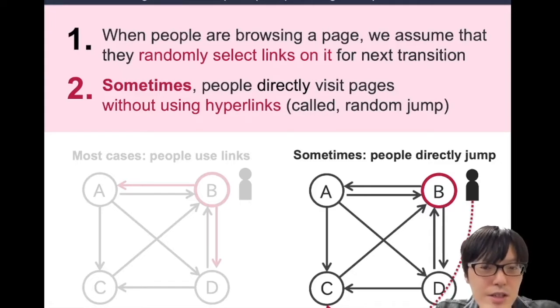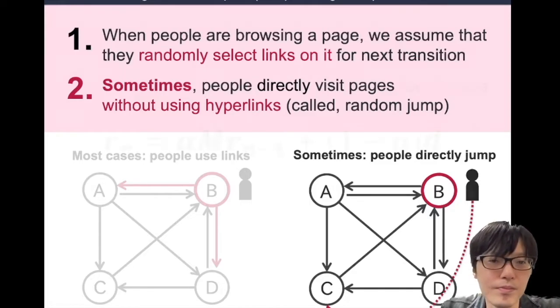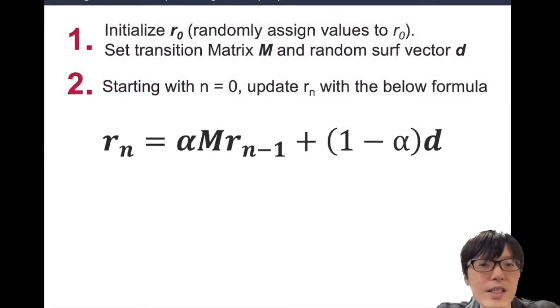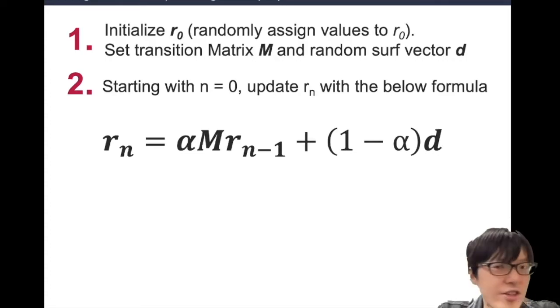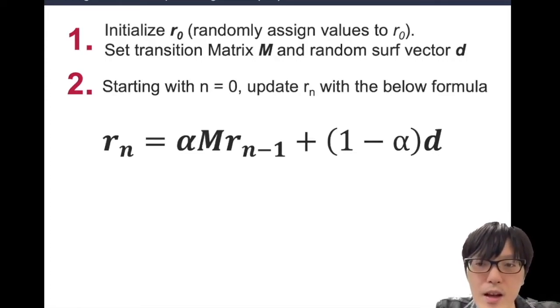Sometimes this user does not use these hyperlinks, and he moves from B to C by inputting the page C URL into his browser. This is the second assumption case. So based on these two assumptions, we modify the simple PageRank calculation mathematical procedures, as this formula shows.